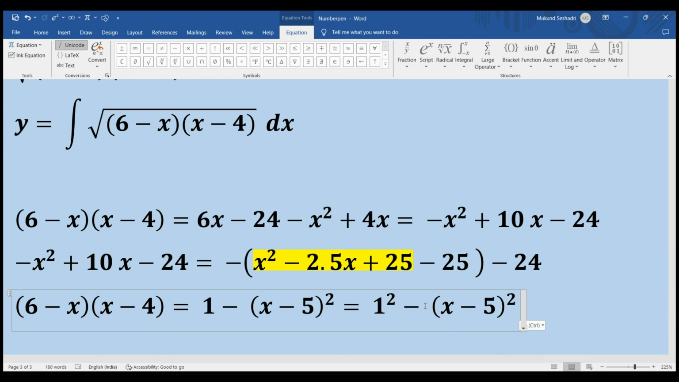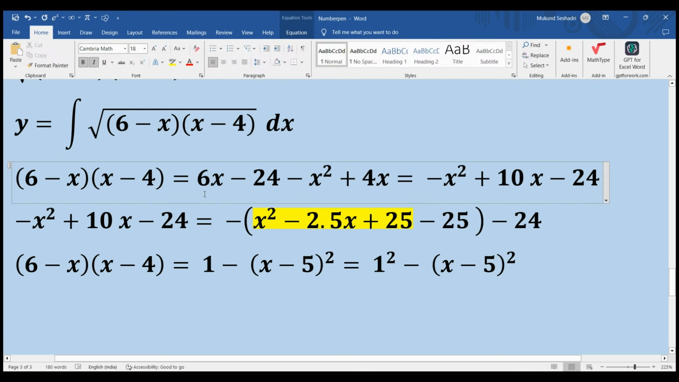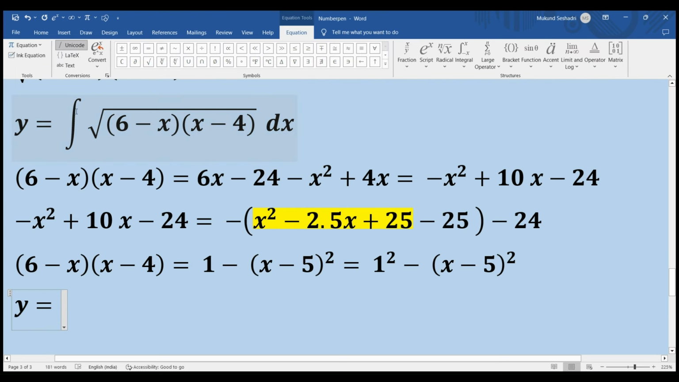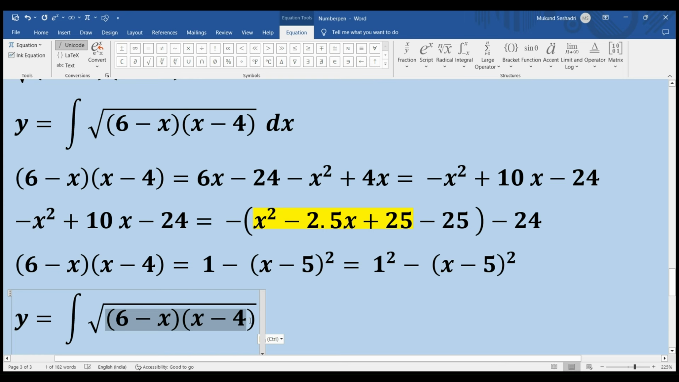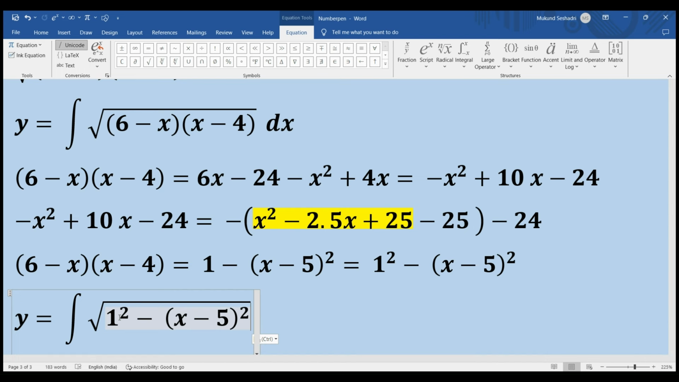We can bring y now to the format integral of square root of a square minus x square times dx, right? And how do we do that? I'm going to go back to my y and rewrite my y with what we have arrived at just now, right? So my y becomes equal to, in place of 6 minus x times x minus 4, we now have 1 square minus x minus 5 the whole square, right? And remember that we have a square root term as well, right?